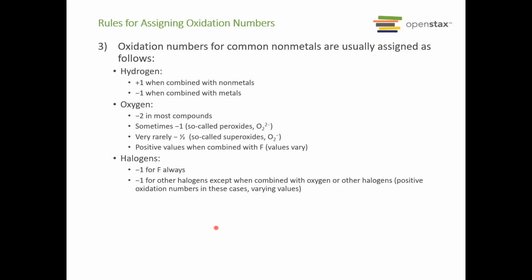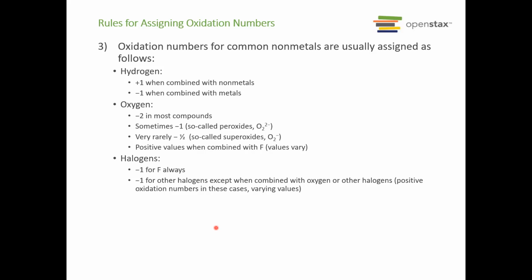Oxygen in a compound, pretty much always going to be negative 2. So if we think about water, for instance, H2O, in that case, hydrogen is with oxygen, which is a nonmetal. So each of those hydrogens would be plus 1. So then that oxygen is going to be negative 2. It's going to be able to balance out both of those hydrogens. So oxygen for the vast majority of compounds is going to be negative 2. There are a few exceptions with that.